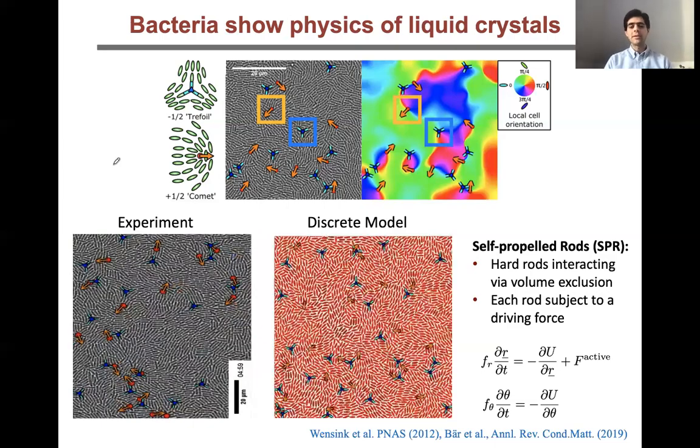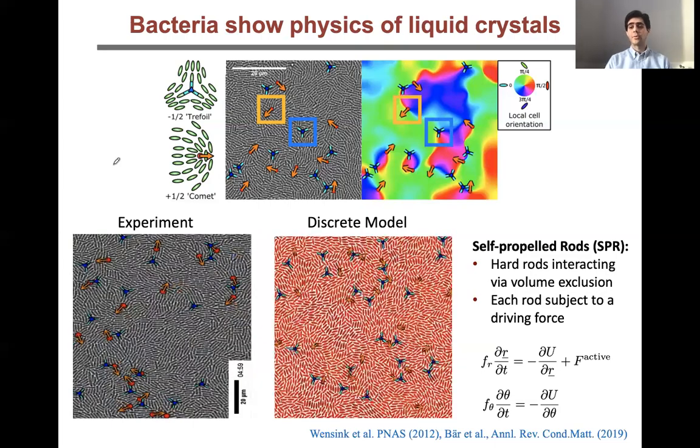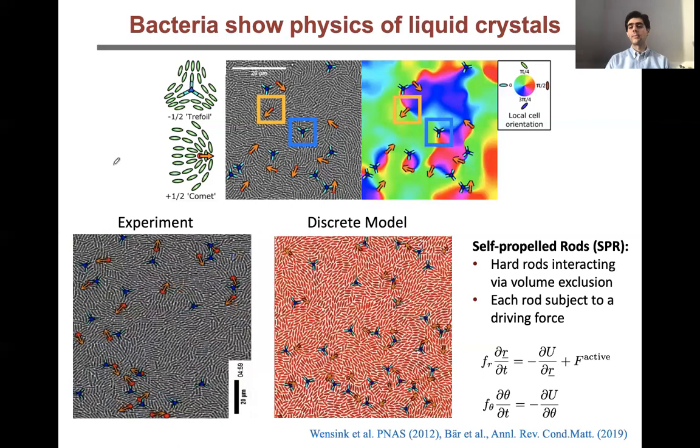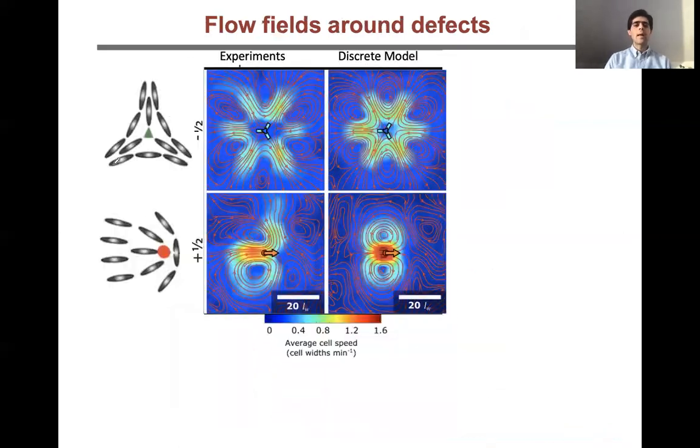But more importantly, we can compare the velocity field around the topological defects from this very simple model and the actual experiments. And as you can see, it matches quite nicely and shows one fundamental property and distinction of the plus half, or comet-shaped defect, from the trefoil defect. And that is, the plus half defect has this broken symmetry, and as such, it is basically self-propelled. It moves towards its head direction.